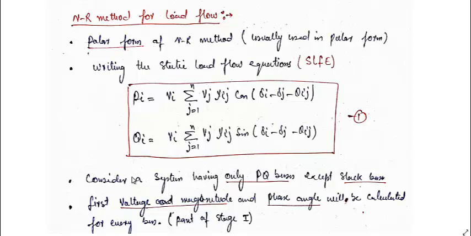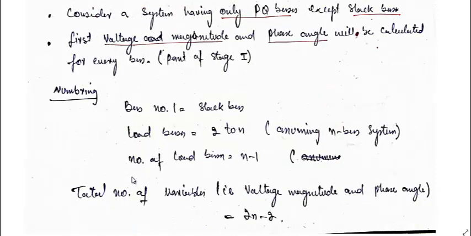So when we do that, voltage magnitude and phase angle, we'll first see how many variables there are. Now consider a system having only PQ buses except the slack bus. Numbering will be: bus number 1 will be the slack bus, and the load buses will be 2 to n, assuming an n bus system. The total number of load buses will be n minus 1. So the total number of variables, that is the voltage magnitude and phase angle.